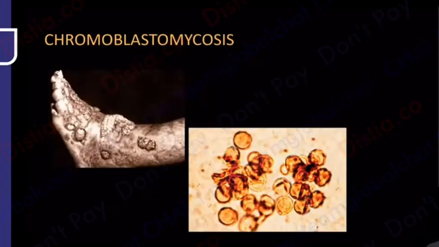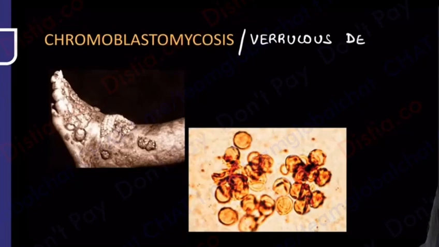Chromoblastomycosis. Now let me first tell you the image and then I'll come down to the theory aspect. When I talk about chromoblastomycosis, there's another name given to chromoblastomycosis, and that is verrucous dermatitis. Chromoblastomycosis is referred to as verrucous dermatitis. And what do I have to know about it? Dermatitis tells me that there is going to be a skin involvement. I can see a foot picture that has been given.